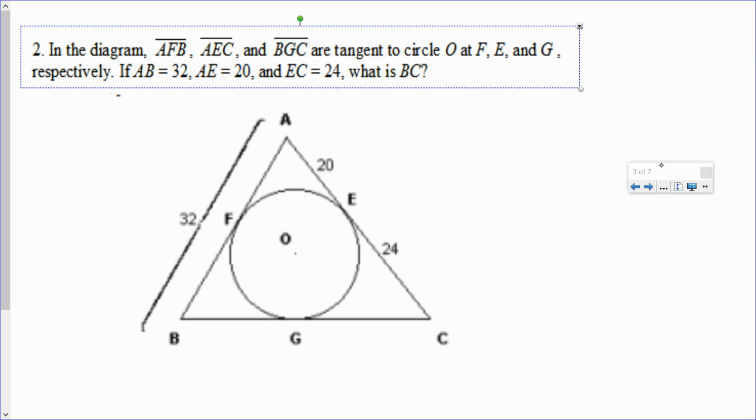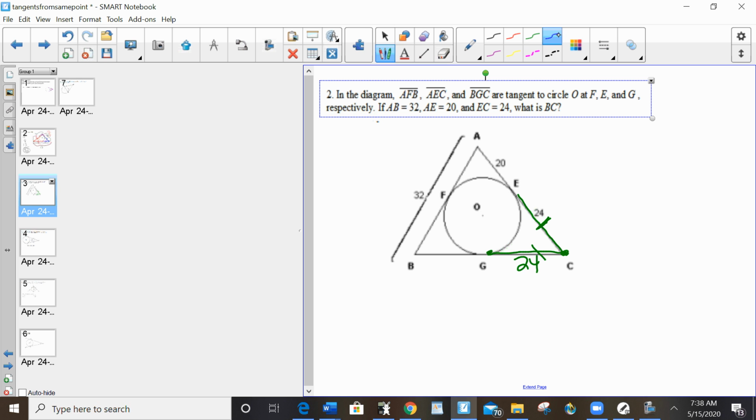So I see point C here. I see two tangents drawn from the same point, therefore they must be the same. If this one is 24, then this one is 24. Let's go back here. From A, I see two tangents drawn from the same point, so they must be the same. If this is 20, and this is 20, on this side, if this whole thing is 32, 32 minus 20 is 12, so this must be 12.